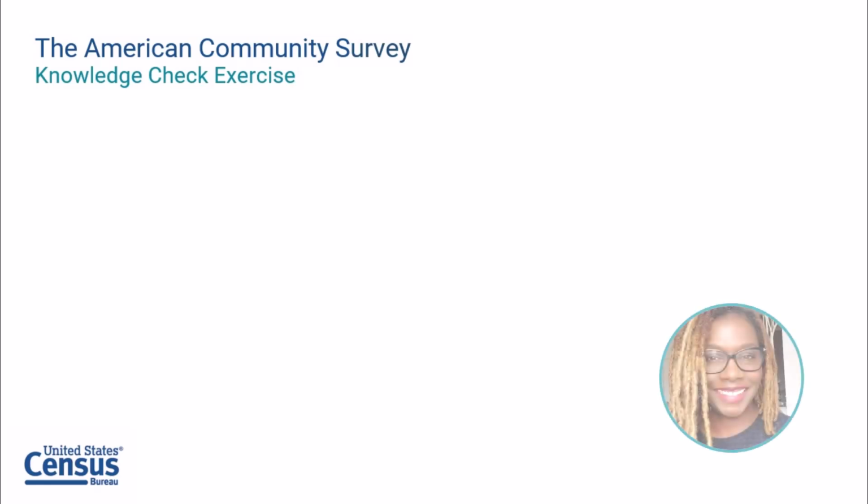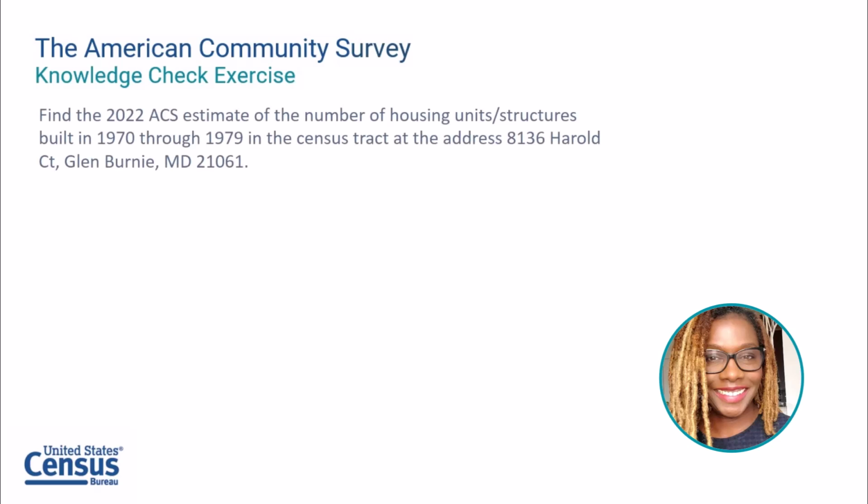This is your knowledge check exercise. Find the 2022 ACS estimate of the number of housing units or structures built in 1970 through 1979 in the census tract at the address 8136 Harold Court, Glen Burnie, Maryland, zip code 21061.